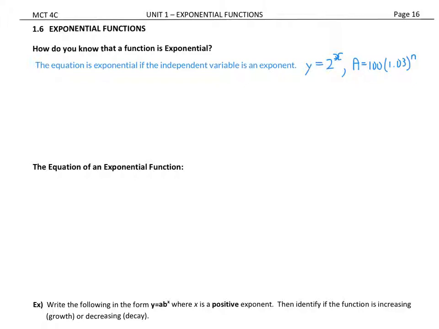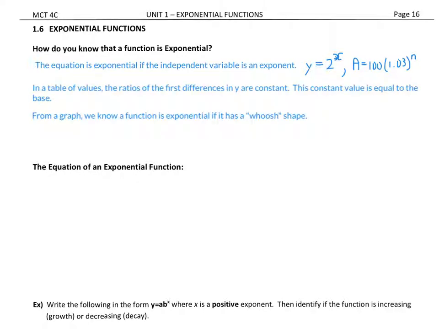All right, how do you know from a table of values? Well, you found out from your investigation that if the ratio of the first differences is a constant, then it will be exponential, and that constant value is actually equal to the base. So from our table of values, that's how we know it's exponential. Okay, so the table of values, the ratios of the first differences in y are constant, and that constant value is equal to the base.